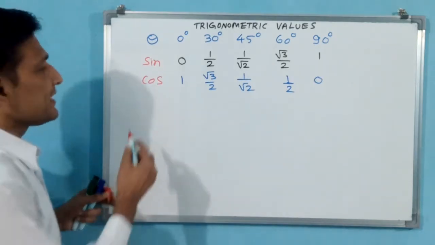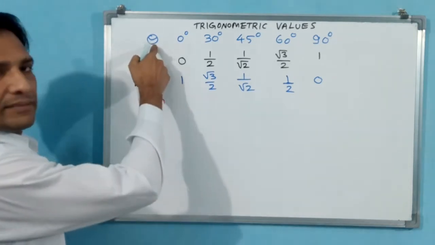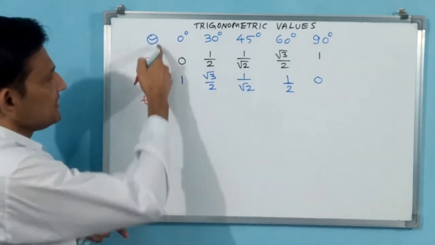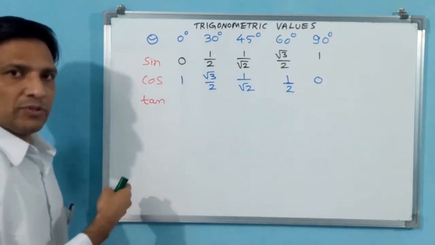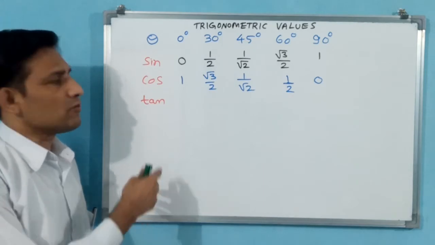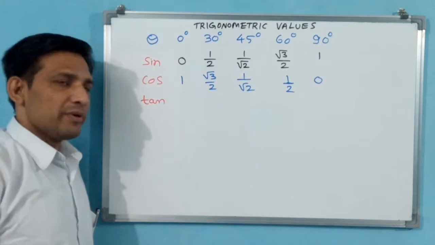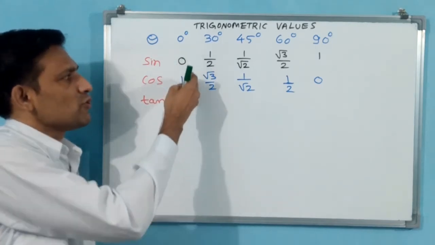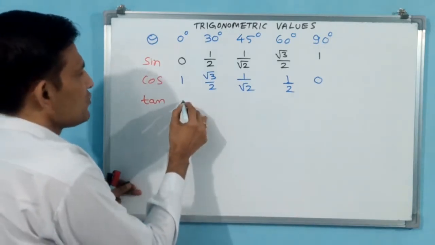Next ratio I am writing tan theta. Sin, cos, tan theta. We have already seen that tan theta is sin theta by cos theta. So for 0 degree, here 0 divided by 1, or 0 over 1, means how much will it come? 0 only.